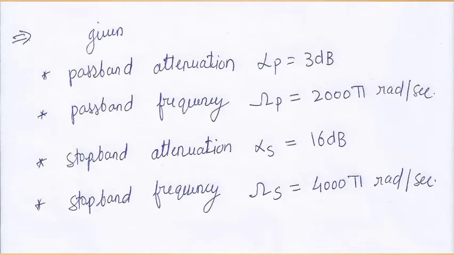After this, we have to note the specifications given for stop band. So in the question they have mentioned alpha s, stop band attenuation as 16 dB, and omega s, stop band edge frequency as 4000 pi radian per second. Once we have noted down these given specifications, the next step would be to compute the order of a Chebyshev filter.